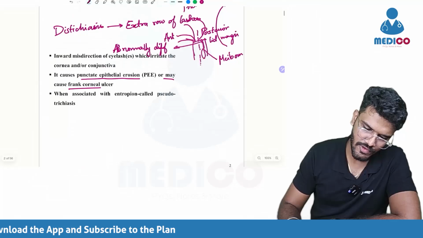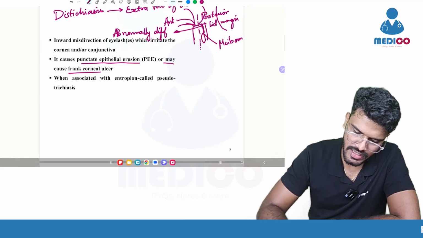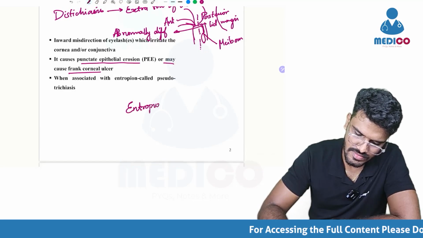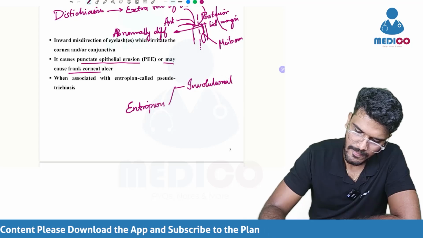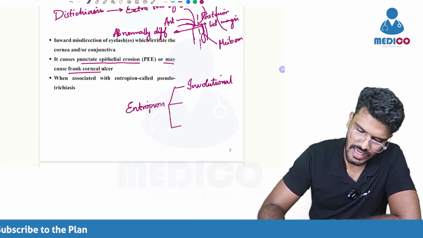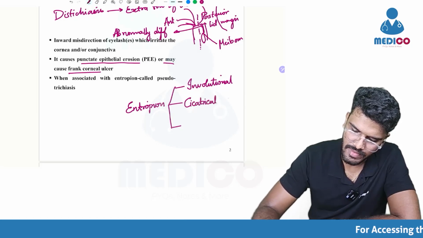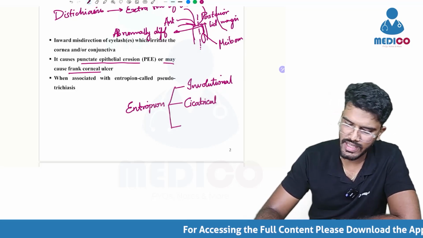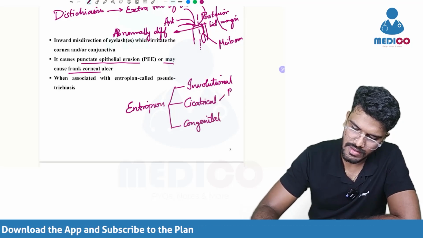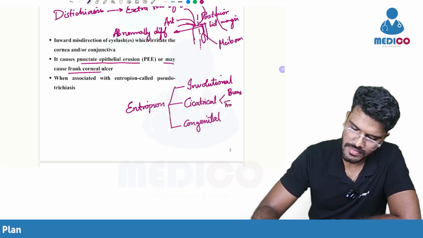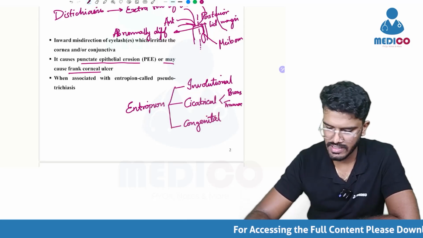Right. Before we move on to the next one, we discussed entropion, so I'll just touch upon entropion a little bit. In the elderly, it is called involutional. It can also be cicatricial, following some injury, like burns or trauma, due to formation of scarring. Whereas congenital is because of abnormal development of the muscles on the upper or lower lid.